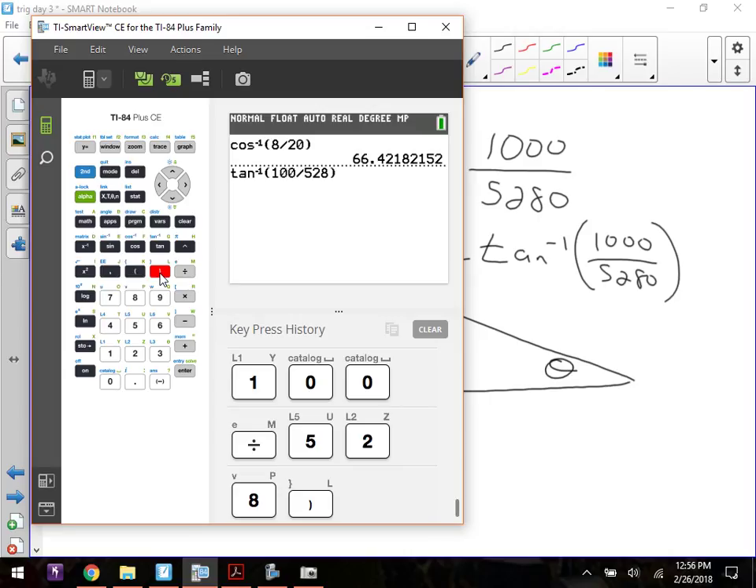What'd I do? Same angle. I just saved the button. All right. So 1072 is the angle of elevation.